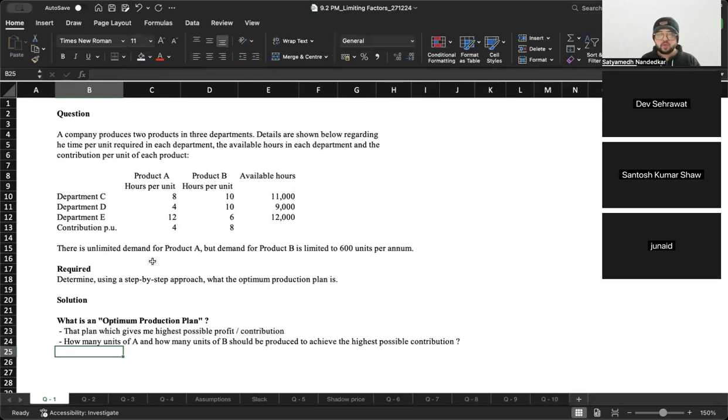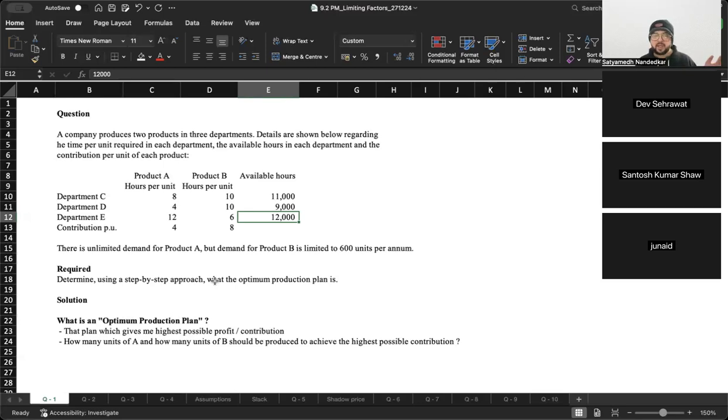A company produces two products in three departments. Details are shown below regarding the time per unit required in each department, the available hours in each department, and the contribution per unit of each product. Product A, product B. There are three departments. The product passes through departments C, D, and E, and they have given you the time taken in each department. Available hours are given to you 11,000, 9,000, 12,000. Contribution per unit is 4 per unit and 8 per unit. But demand for product B is limited to 600 units per annum. Demand for product A is unlimited.